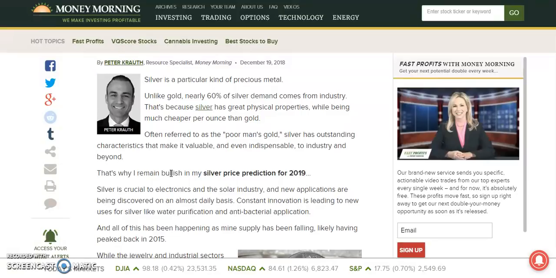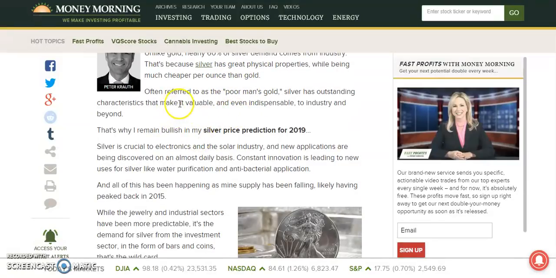Silver, on the other hand, is used for so many different things. A lot of it gets lost, not to be scrapped or recovered, so we're losing a lot more silver than gold. So he talks about how silver has great physical properties while being much cheaper per ounce than gold, often referred to as the poor man's gold. Silver has outstanding characteristics that make it valuable and even indispensable to industry and beyond. We talk about this a lot.